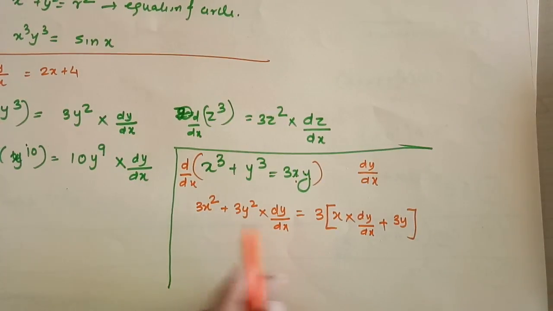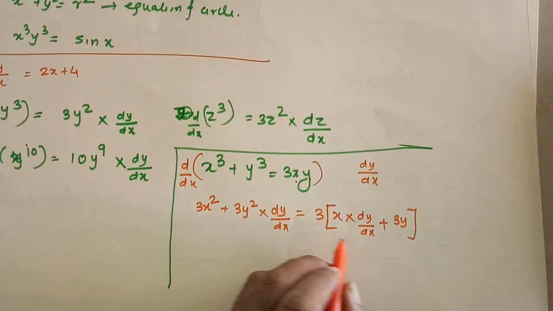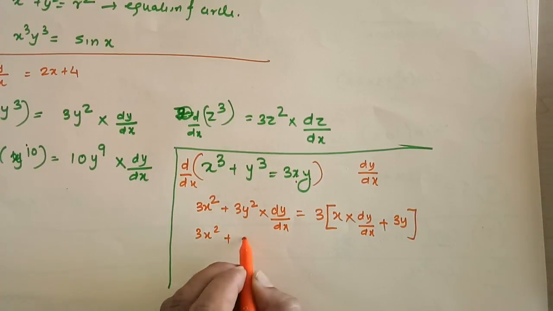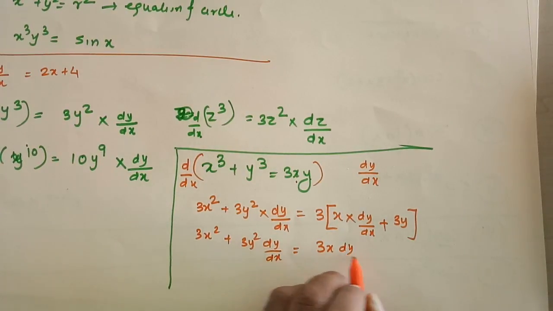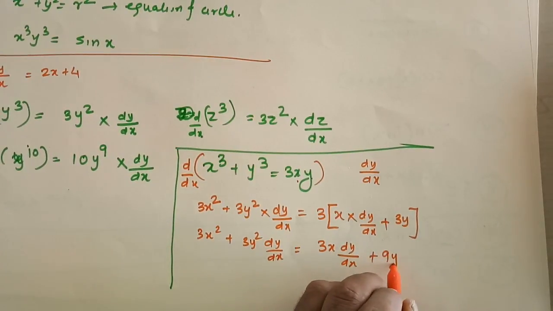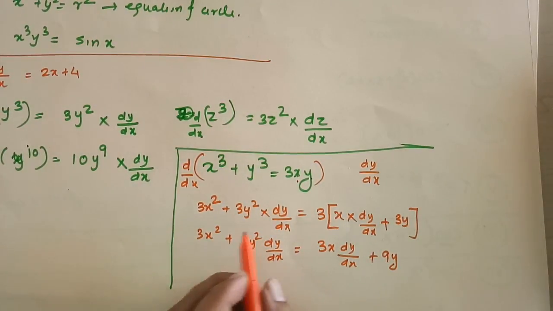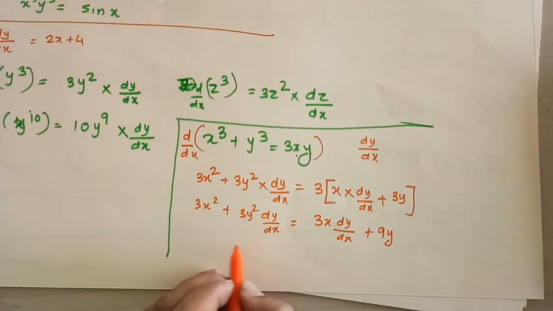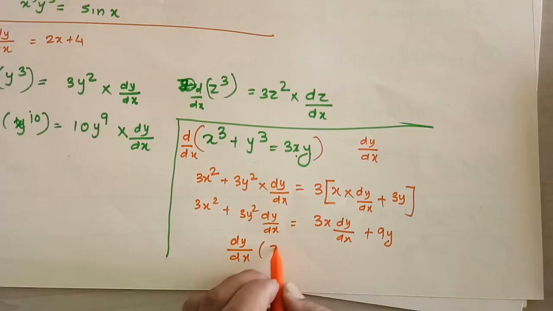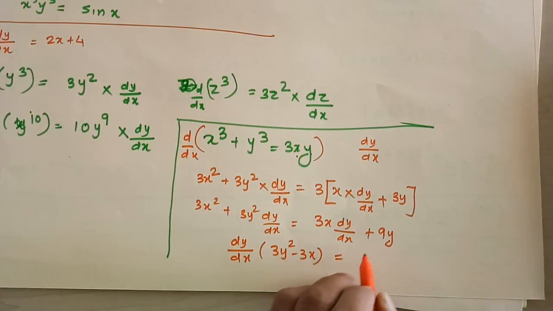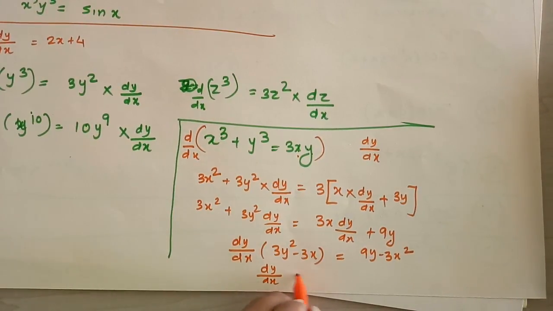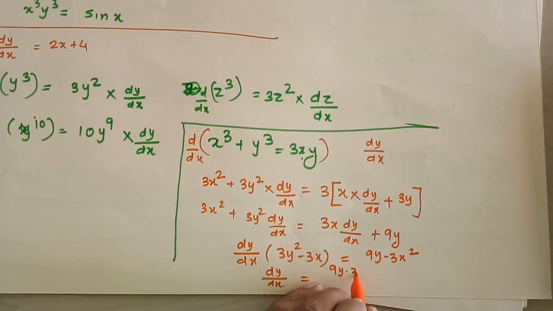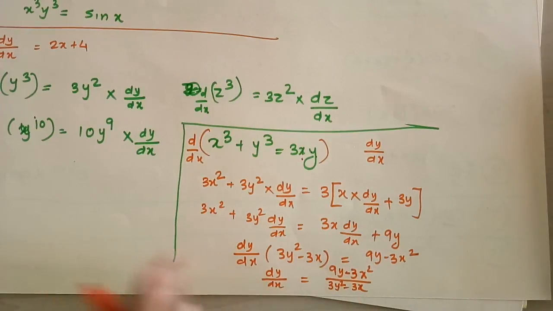So now what's the next step? What I do is I collect the like terms, the dy by dx terms, on one side. So you first simplify: 3x squared plus 3y squared dy by dx equals 3x dy by dx plus 9y. So that's your derivative relation. Now I make dy by dx the subject. So you get 3y squared minus 3x equals 9y minus 3x squared. So dy by dx is going to be 9y minus 3x squared over 3y squared minus 3x.